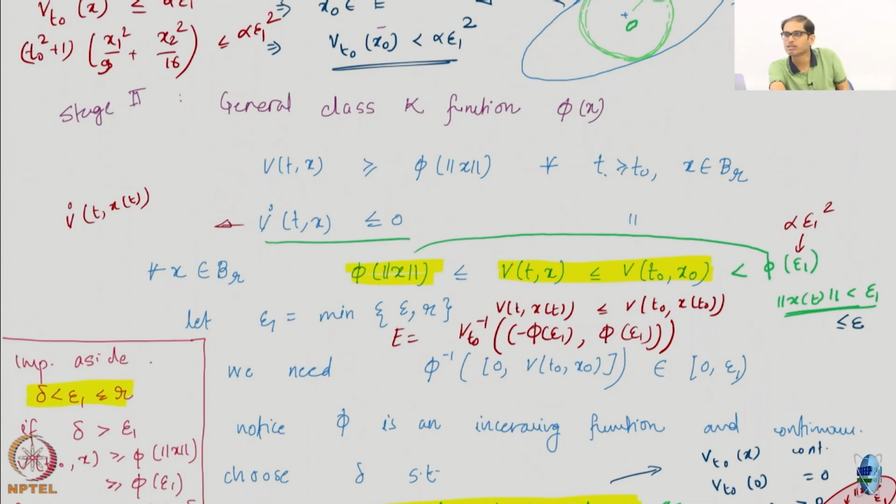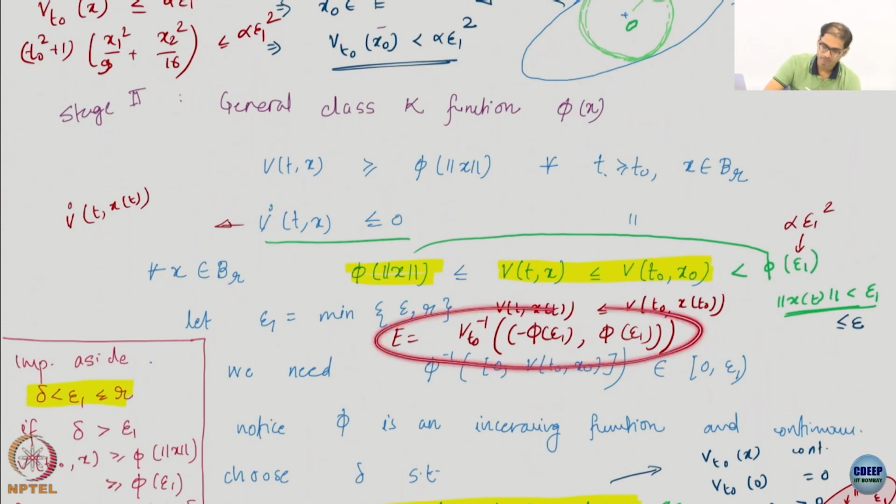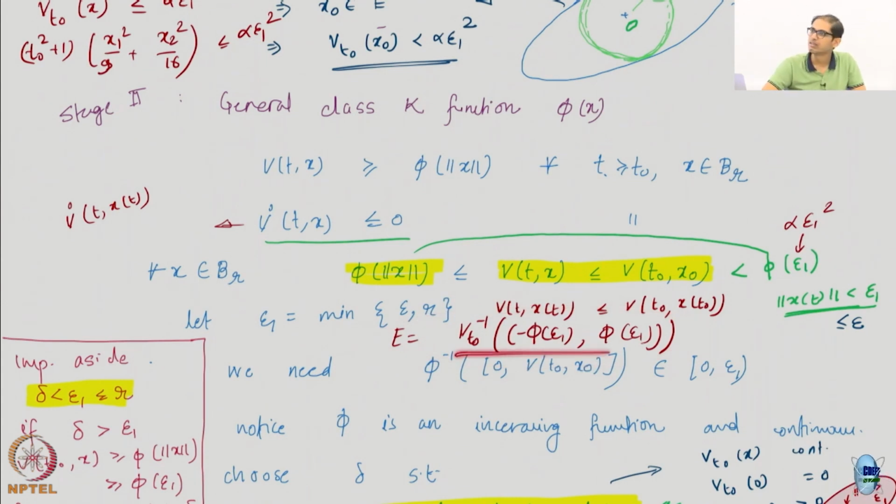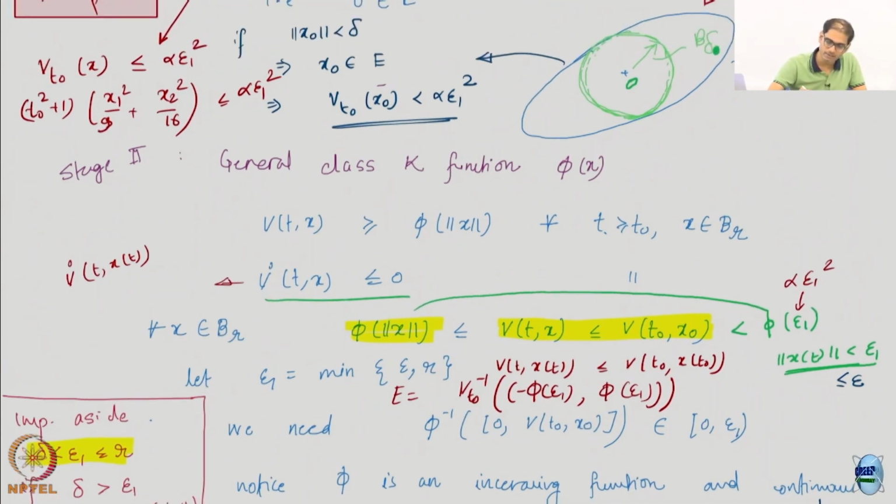Okay, and remember, phi epsilon 1 is just a number. So therefore, this is an open set, right? Just by previous notion: the inverse of an open set under a continuous function is open. So this is also an open set.